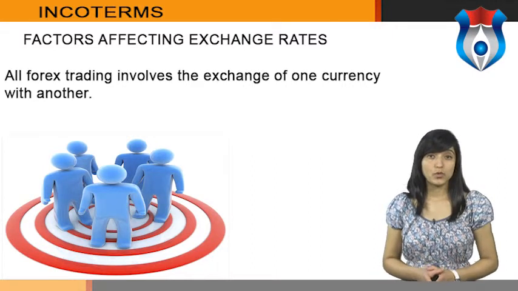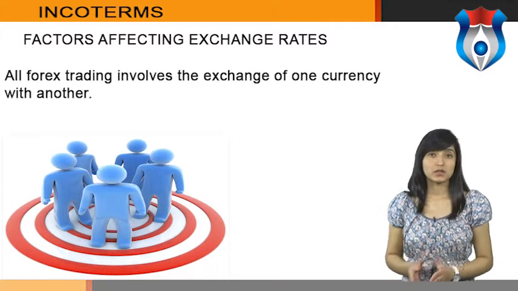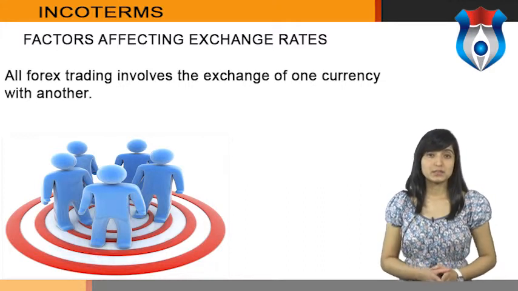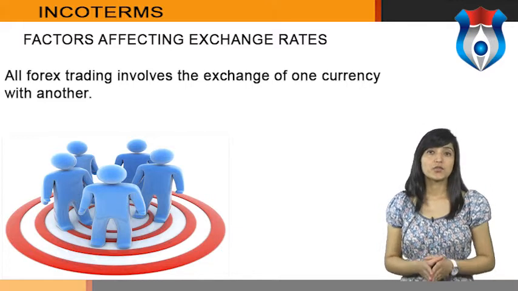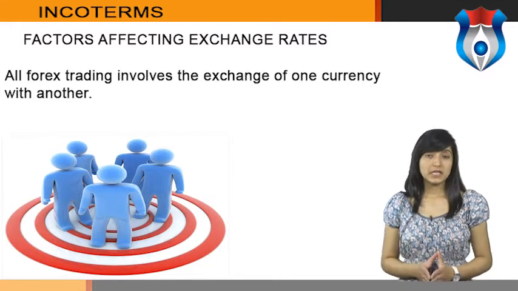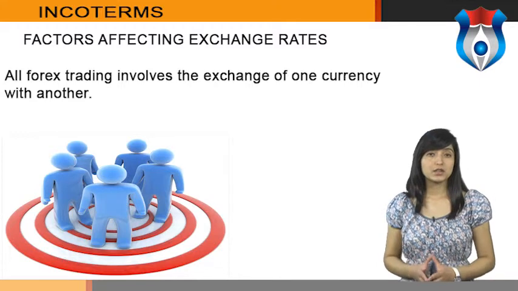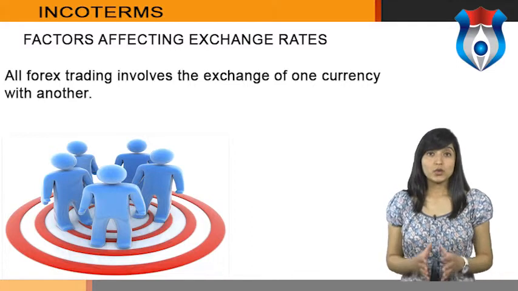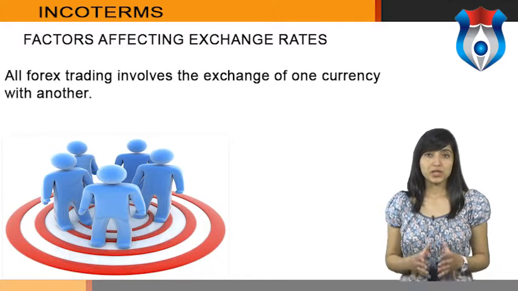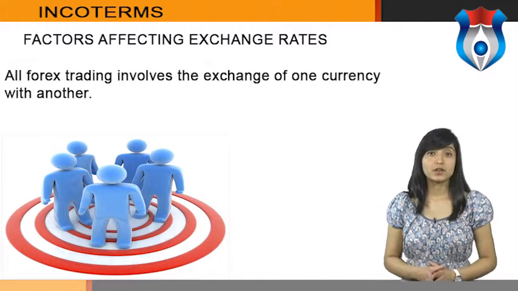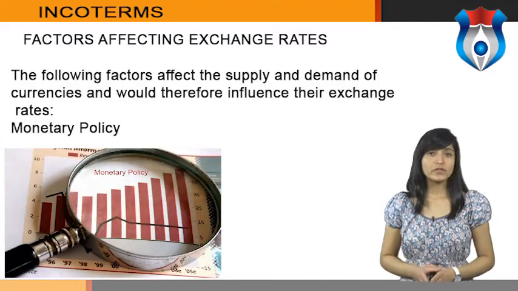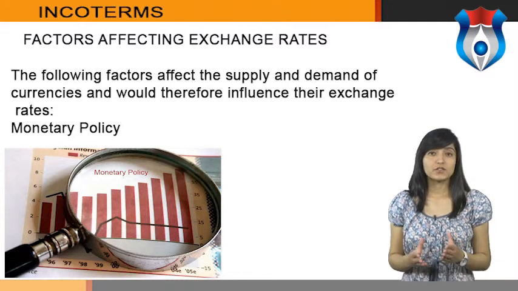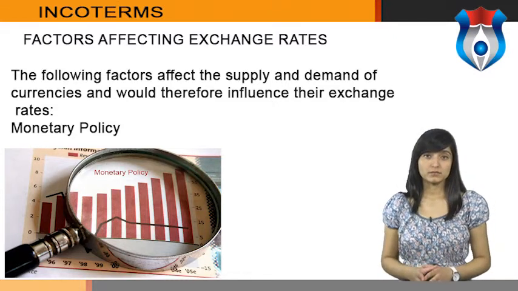All forex trading involves the exchange of one currency with another. At any one time, the actual exchange rate is determined by the supply and demand of the corresponding currencies. Keep in mind that the demand of a certain currency is directly linked to the supply of another. Likewise, when we supply a certain currency, it would mean that we have the demand for another currency. The following factors affect the supply and demand of currencies and would therefore influence their exchange rates.